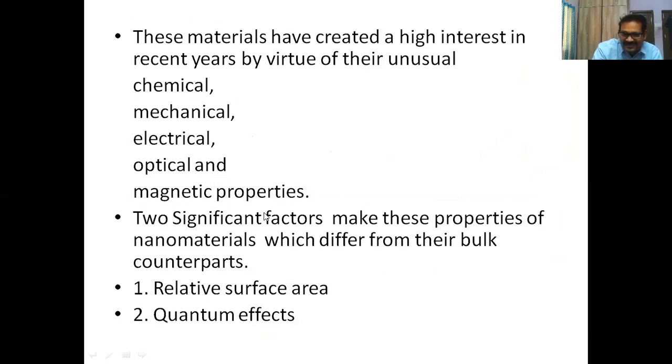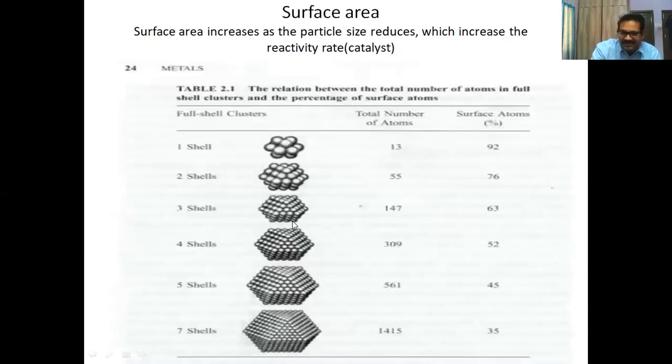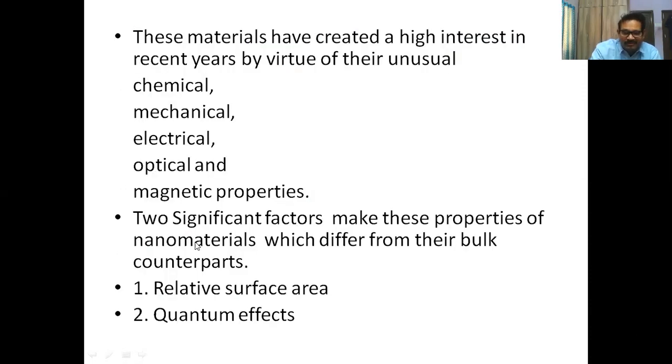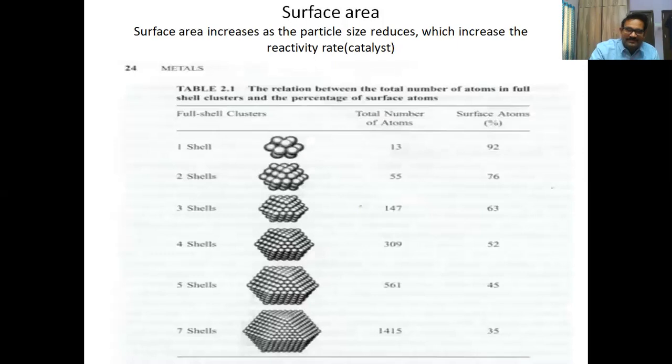So two factors are ruling the maximum here, in nanomaterials which differ from the bulk counterparts. The one is the relative surface area. The second one is the quantum size effects, or quantum confinement effects. First, we see the relative surface area.